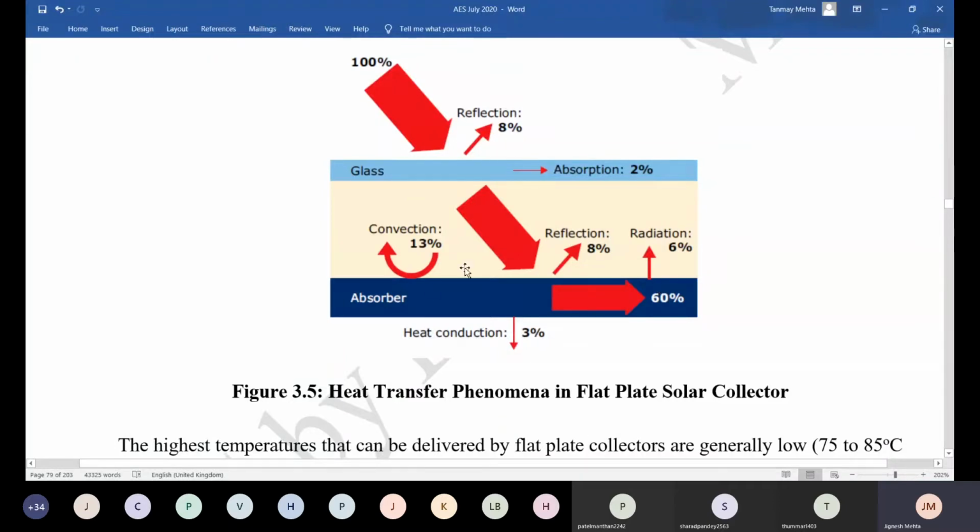Now this absorber plate is at a temperature higher than the sky temperature and also higher than the glass temperature.